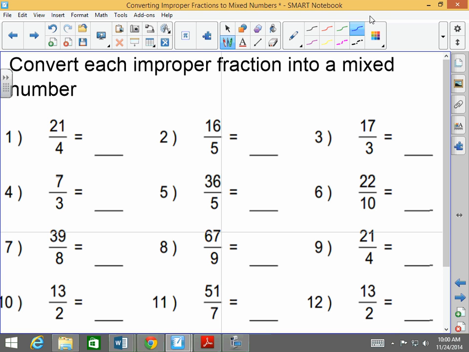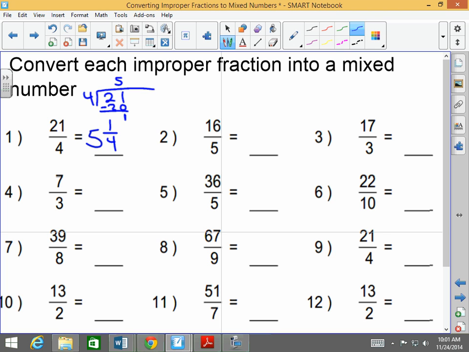So, here's where mental math comes in handy. How many times can 4 go into 21? Not more than 4. 5. And what do I have left over? 1. So 5 and 1/4. See how beautiful that was? Did everyone see that mentally? If you didn't, and you're embarrassed, just think about it. 4 goes into 21 5 times. That's 20. And I have 1 left over. Does that make sense, my brothers?